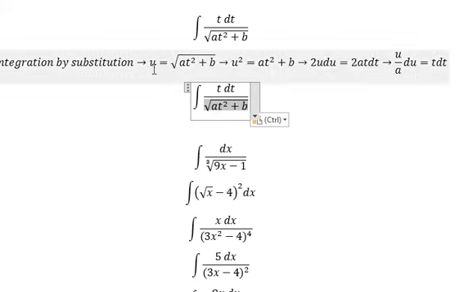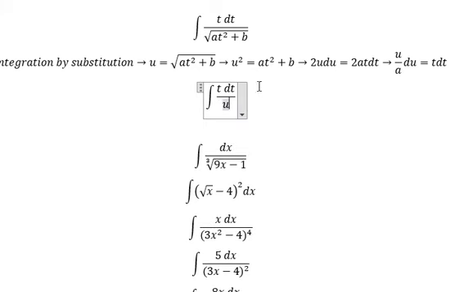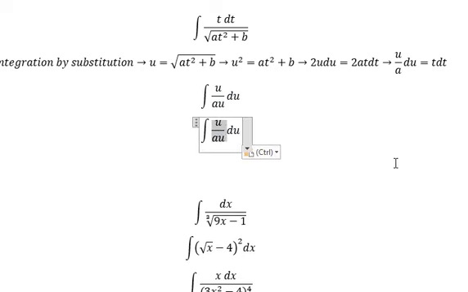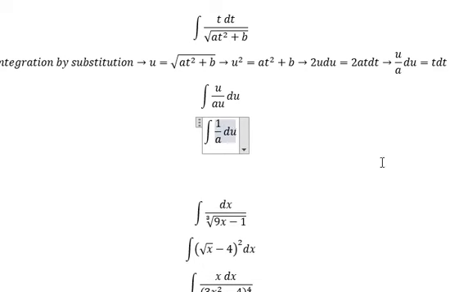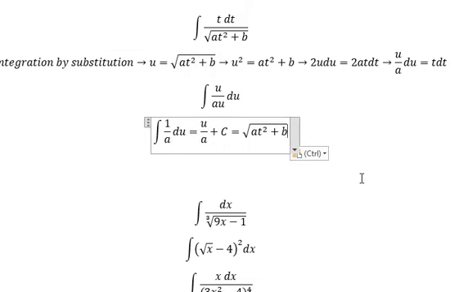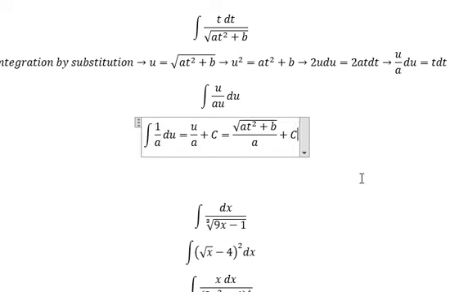The square root we change for u. t dt we change for u over a du. u divided by u, we simplify, and you get 1 over a. The integration of this one, you get u. For u, that's this one. Now let's go to the next one.